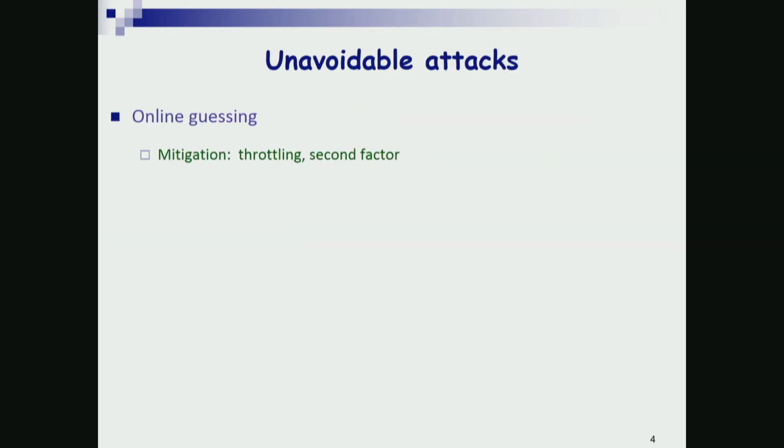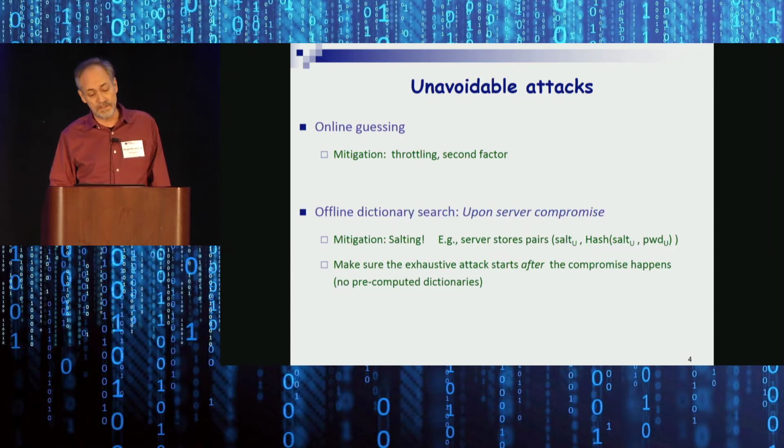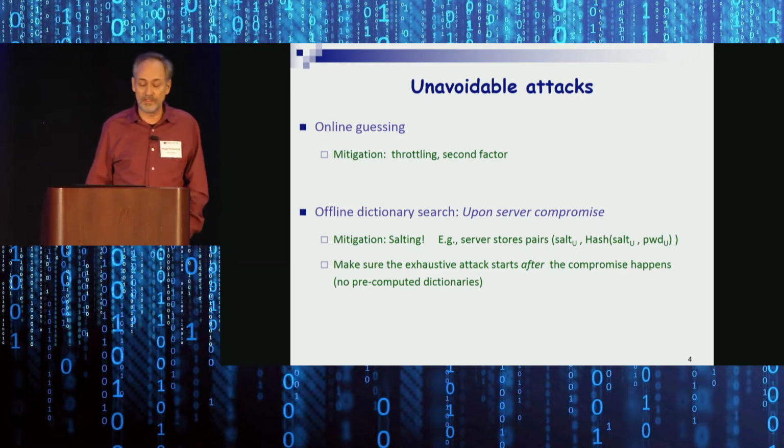So let me discuss some of the attacks against passwords. Some are unavoidable, some are avoidable. The two main unavoidable attacks, due to the low entropy of passwords, are online guessing. If I can guess a password, then I can impersonate a user. The mitigation for that is throttling, limiting the number of failed attempts in password authentication, and of course also using second factors.